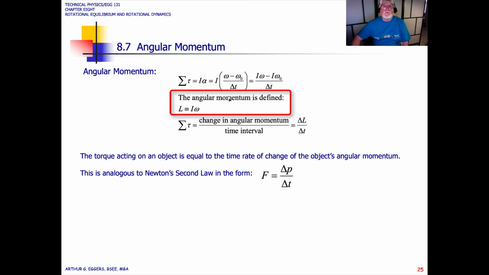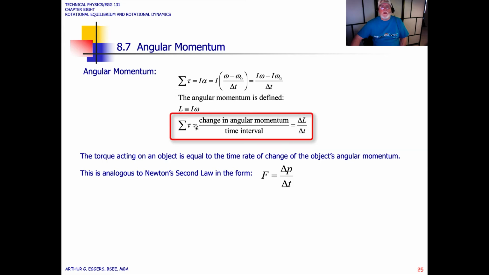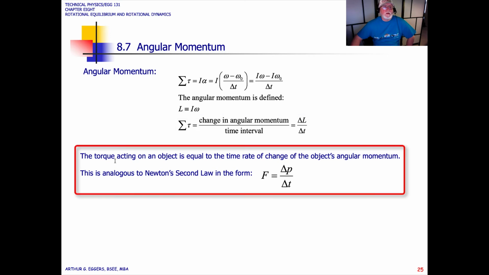So the angular momentum is defined as L equal to I omega. Going back to what we've shown above, the change in angular momentum will equal the time interval. So there's our angular momentum, there's our time interval. It comes out to the summation of the torques, which can also be used by solving for delta L over delta T. The torque acting on an object is equal to the time rate of change of the object's angular momentum. So now we're back to momentum.